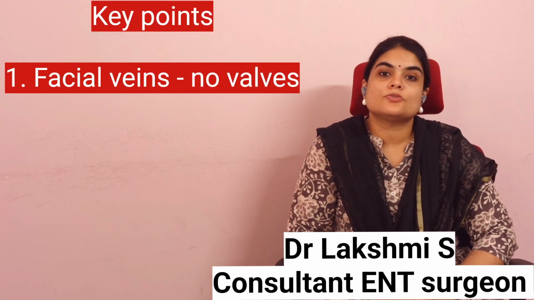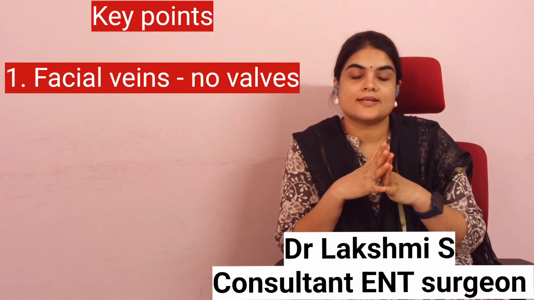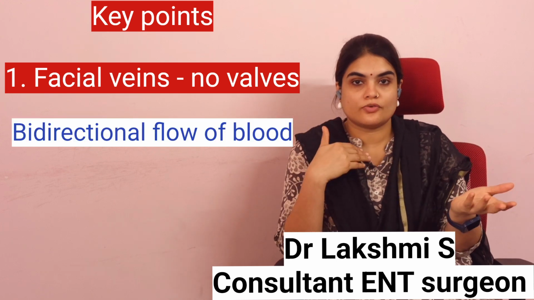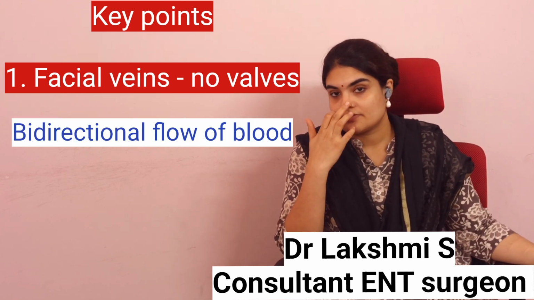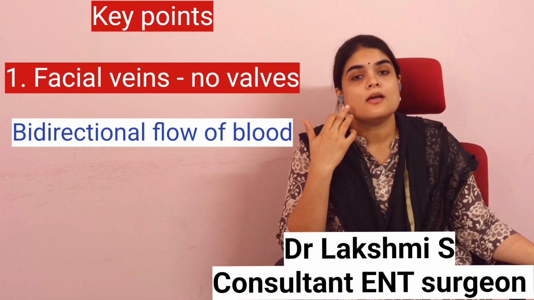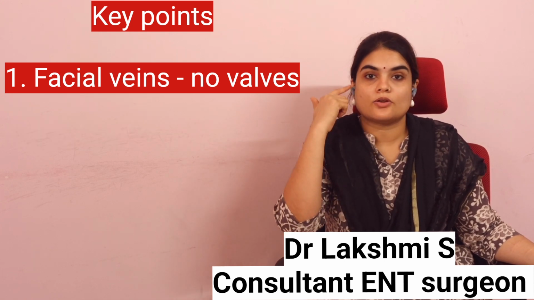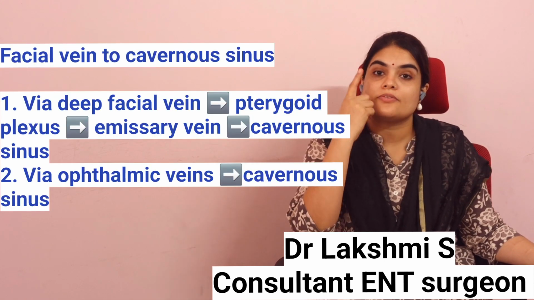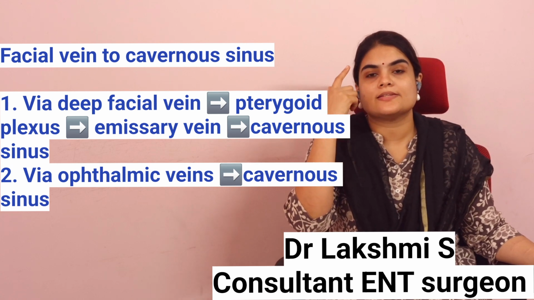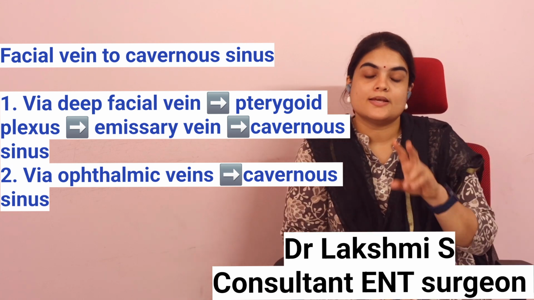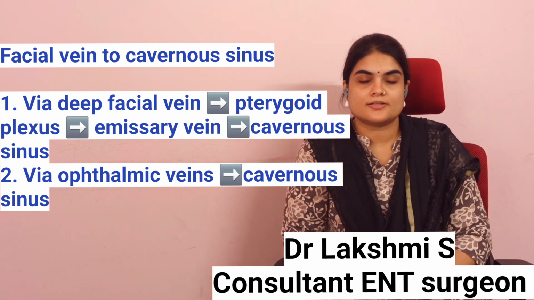The facial veins do not have any valves. So it allows bidirectional flow of the blood. So the infection from here drains into the facial vein and it can go to the cavernous sinus via the deep facial vein, pterygoid plexus, cavernous sinus. Also, the facial vein has a connection to the cavernous sinus via the ophthalmic veins. So two connections are there to the cavernous sinus.